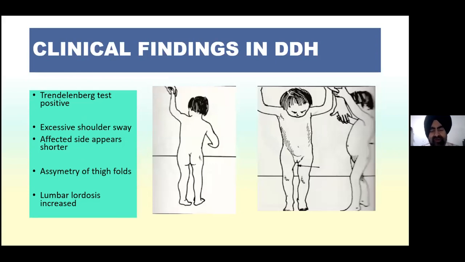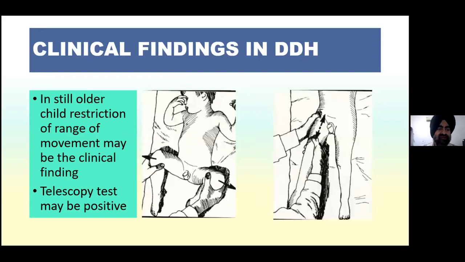Clinical signs have an importance in pediatric patients too. Excessive shoulder sway, the affected side appears shorter. There is asymmetry of the thigh folds and lumbar lordosis is increased. Again, the same signs as in adults. In older children, restriction of the range of movement may be the clinical finding. Telescopy test may be positive.